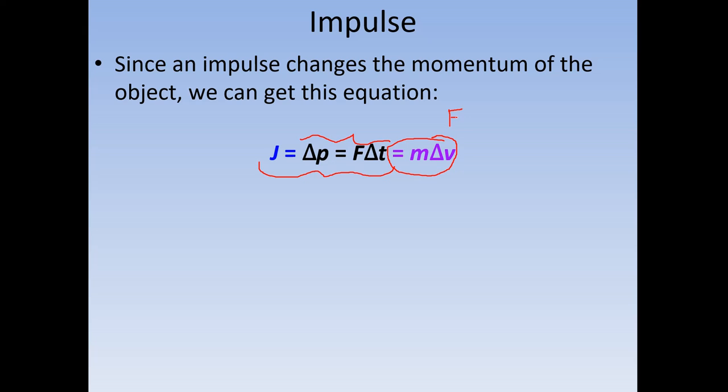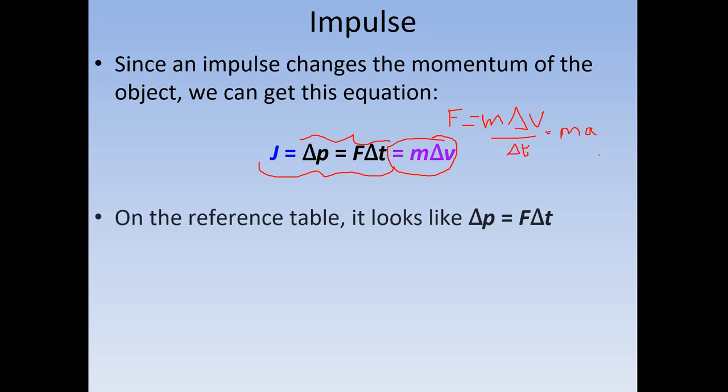One quick side note: this impulse equation has actually been used before. If we look at this equation and divide the delta t over to the other side, we end up getting m delta v over delta t. And delta v over delta t is acceleration, so I get force equals mass times acceleration. So technically, with the exception of needing to know how to find impulse, a lot of these questions can actually be solved using Newton's second law.